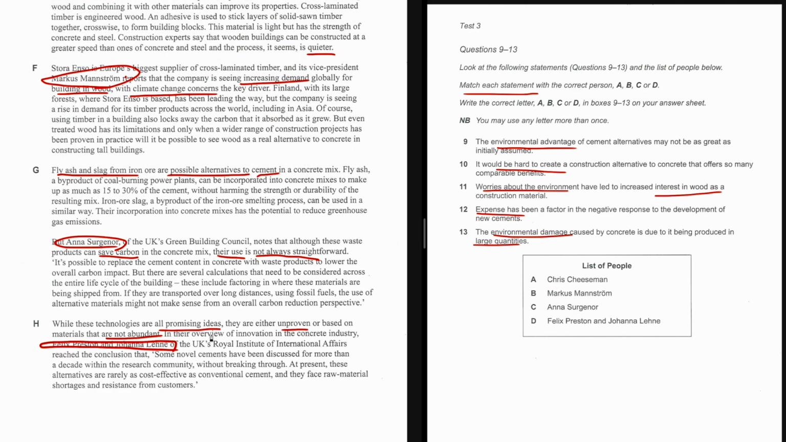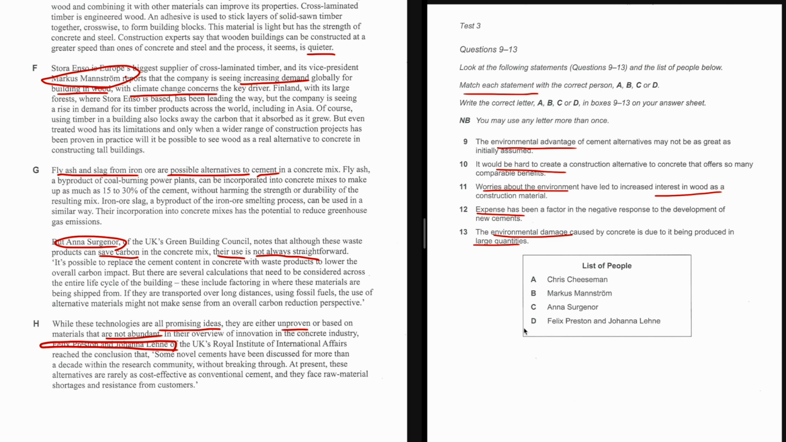So in their overview of innovation in the concrete industry, they reached the conclusion that some novel cements have been discussed for more than a decade within the research community without breaking through. At present, these alternatives are rarely as cost-effective as conventional cement. That's about money. And they face raw material shortages and resistance from consumers.